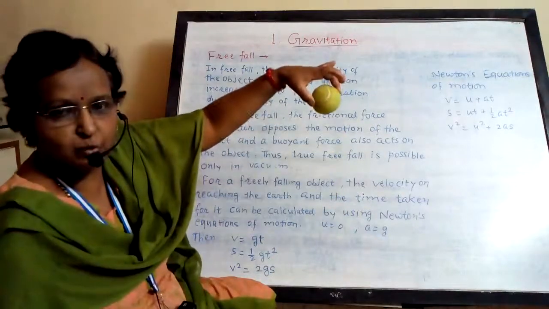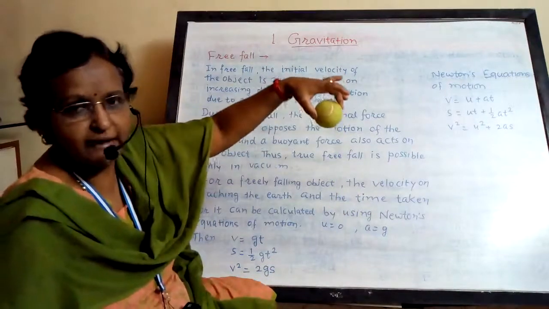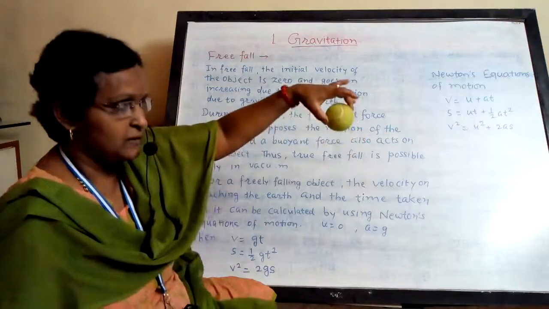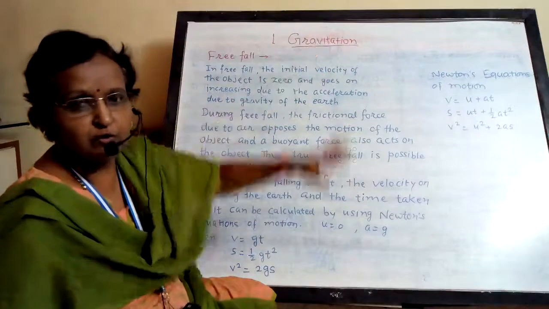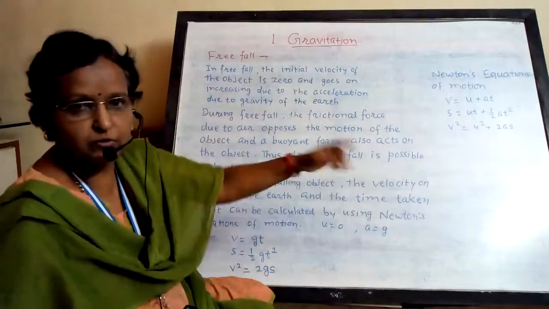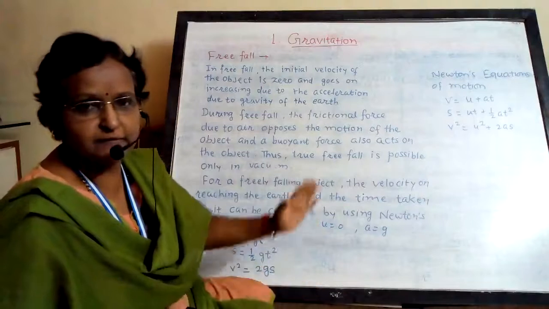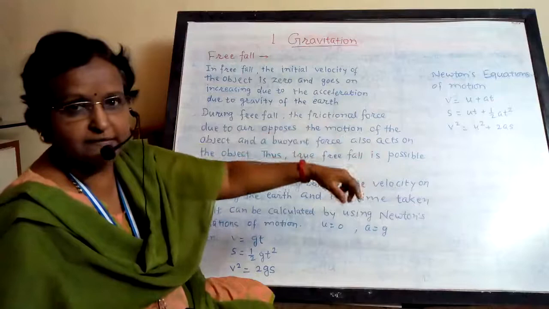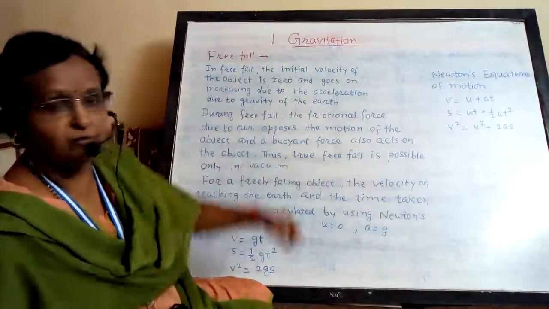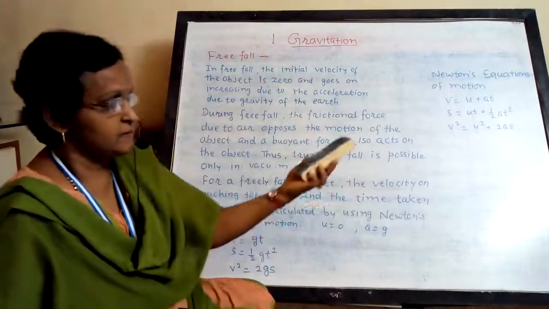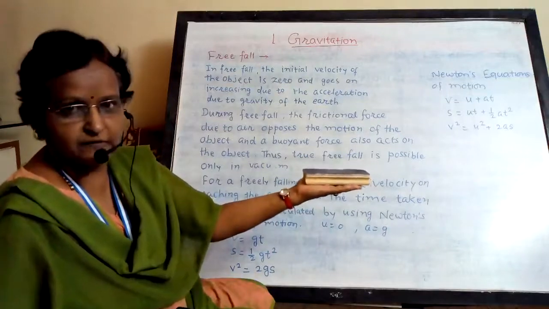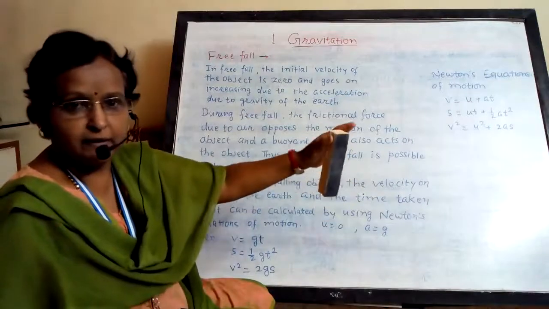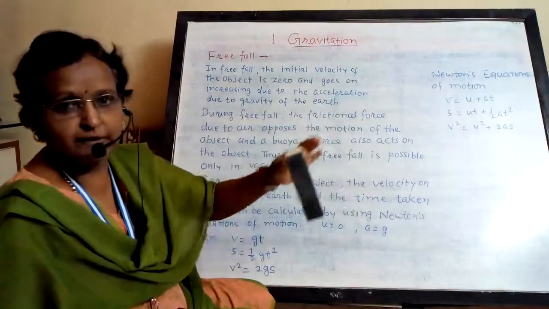If I release this ball, the only force that is acting on this ball is the gravitational force. Due to the force of gravity, it is falling down. The force only acting on it is the gravitational force, and that we call free fall. In free fall, as I have told you, the initial velocity is 0, and when we release the force given by my hand, then the velocity increases.